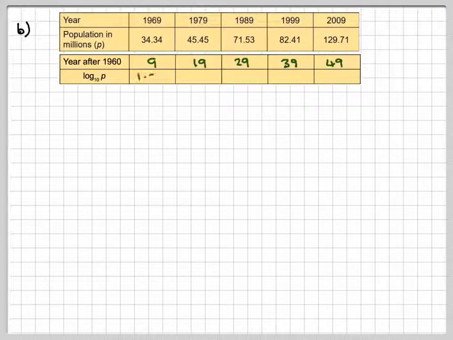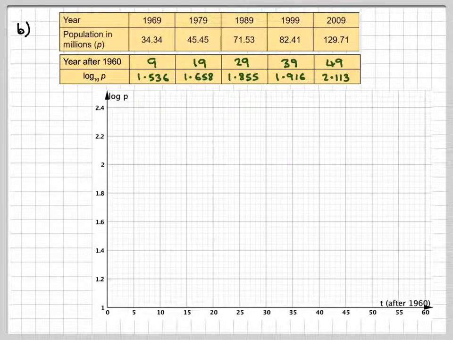Now we take the log to the base 10 of each of these values, so we get 1.536, probably two decimal places might be enough, 1.658, 1.855, 1.916, and 2.113.